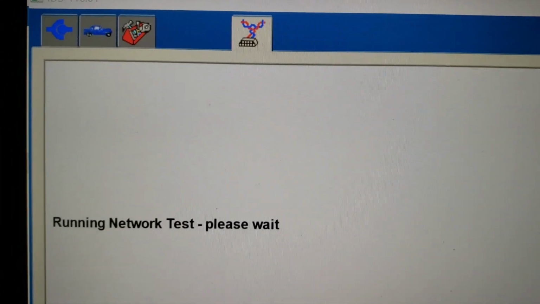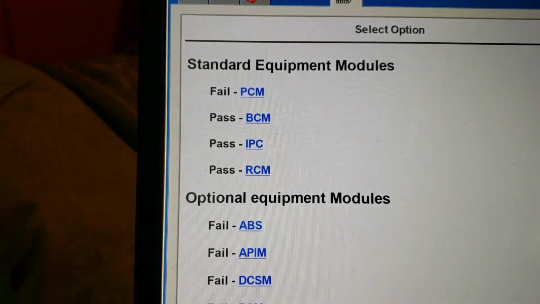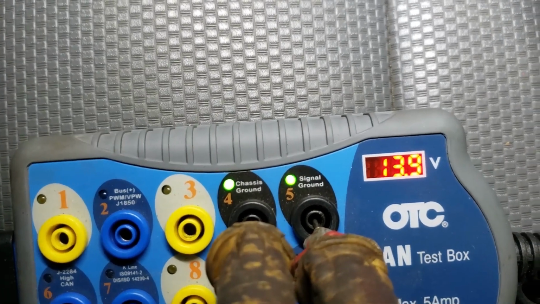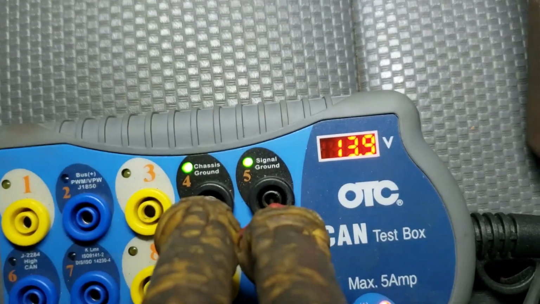But I did get a network test, and we see no communication with the PCM and no communication with the ABS module. I always like testing at the DLC. First, I tested the voltage between pins 4 and 5, the grounds. Very low voltage there, 23 millivolts, no problem.